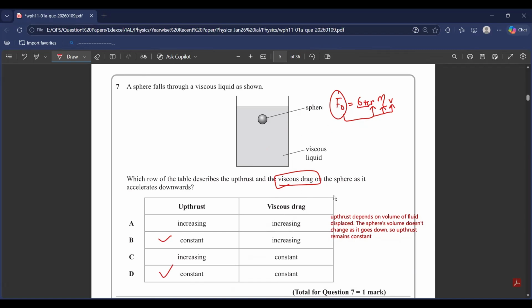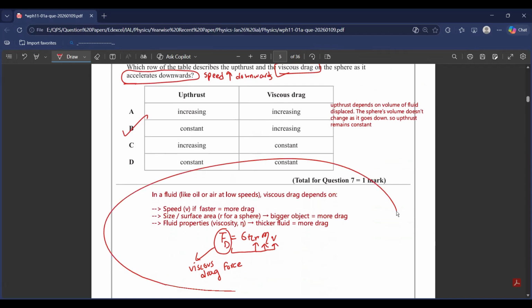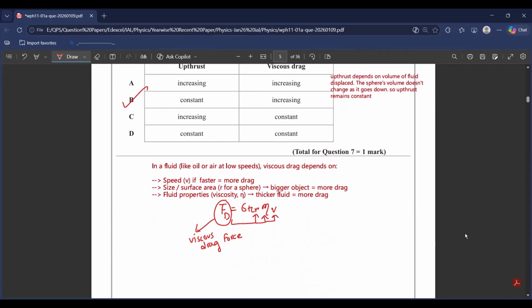Now, they said it accelerates downwards, which means the speed of the sphere is increasing downwards. Speed increases downwards since it's accelerating downwards. What did I say? If speed increases, then viscous drag also increases because they are proportional to each other. So our answer should be number B. Upthrust is constant and viscous drag is increasing. I have written this thing as well. You can pause and read.